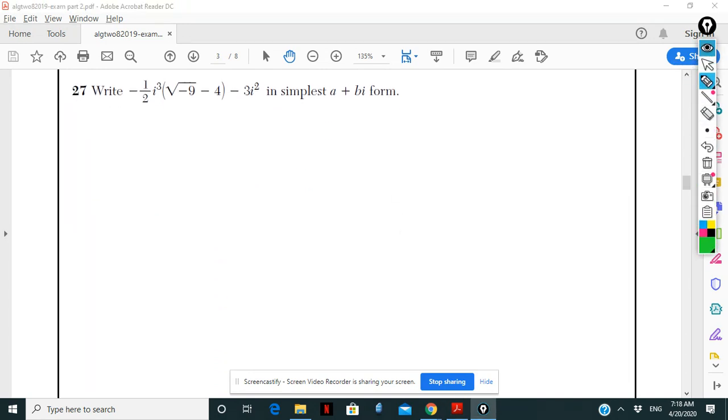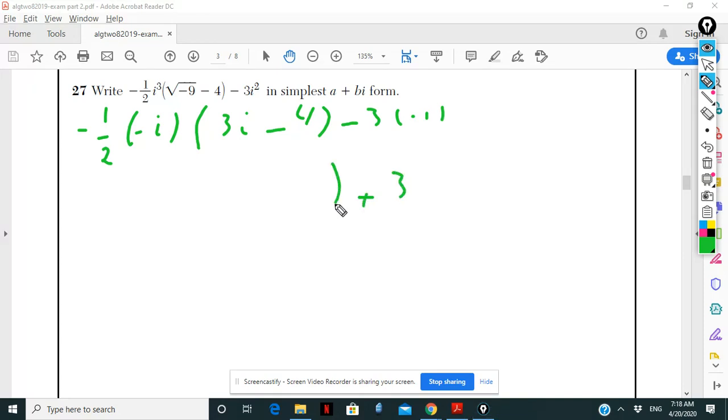Right, we have i to the power 3. So i to the power 3 is negative i. And the square root of negative 9 is 3i minus 4. And the i squared is negative 1. So I'm going to have here plus 3.